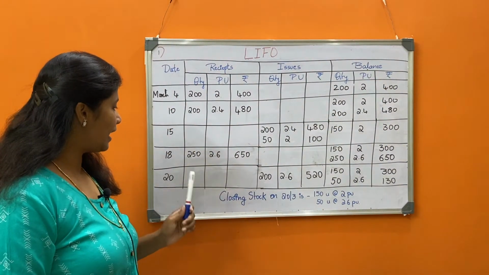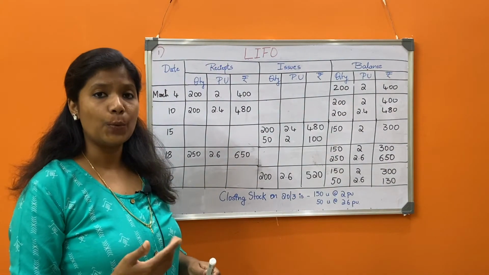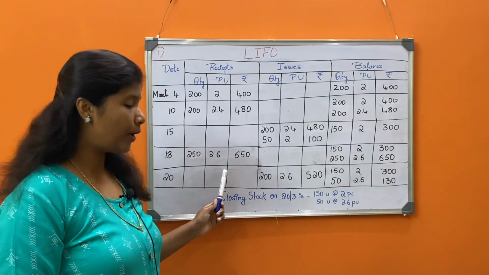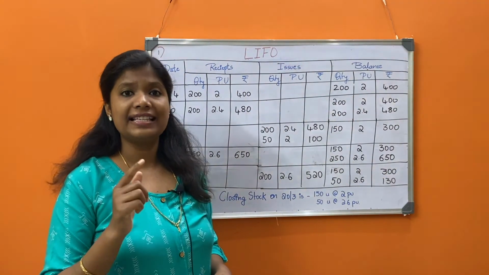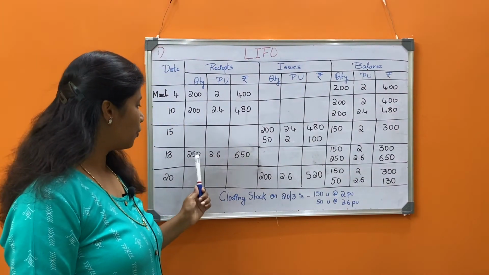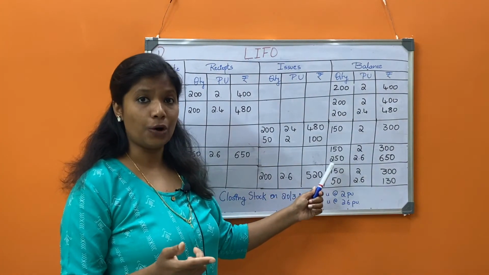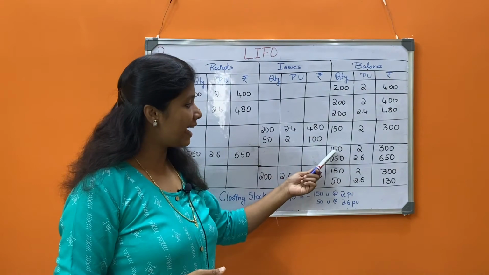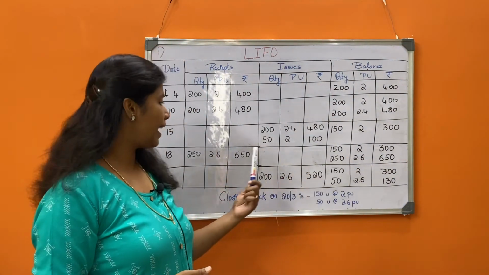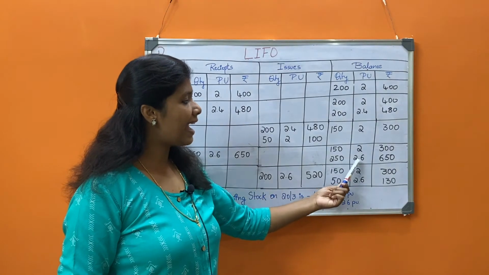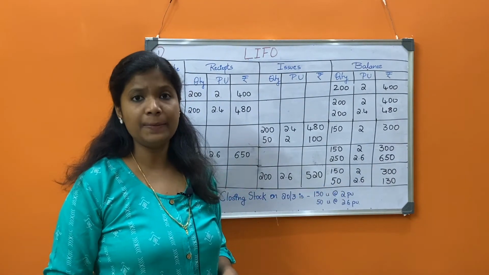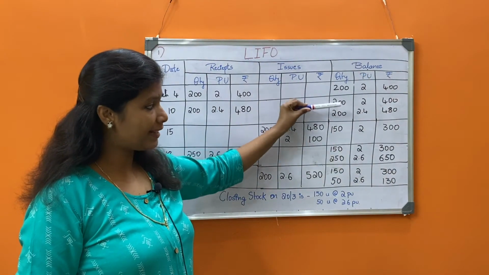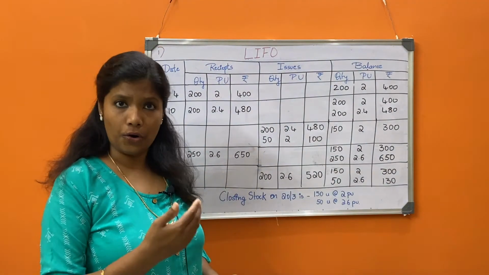The next transaction happens on 18th March, where they have again received goods, 250 units at the rate 2.6 multiplied, we get the answer 650 rupees. So how do you write the balance? First check your previous day's balance. That is 150 to 300, carry forward as it is, and then write today's balance, 250 at the rate 2.6, 650 rupees. Even when you're writing balances, be careful, okay? You'll write it in chronological order.